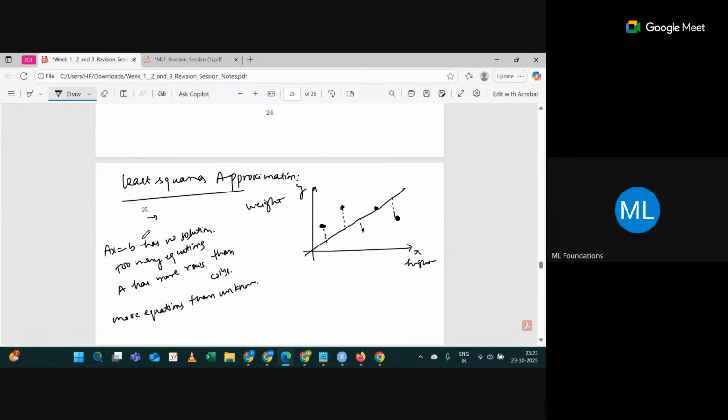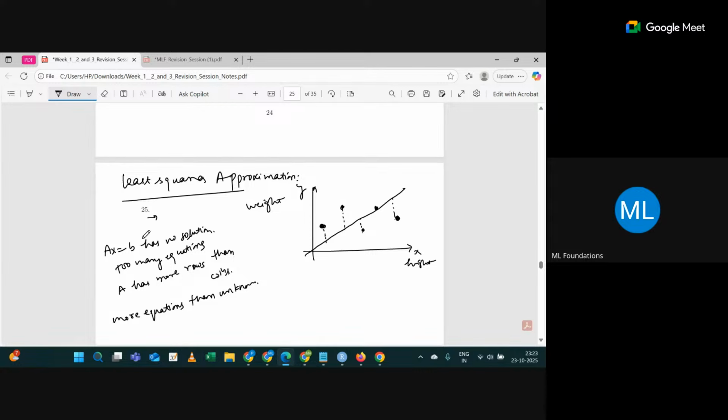See, if you have, let's say, first of all, lines that are parallel, right? In that case, you don't have a solution, right? You have no solutions, correct? Yes or no? Yes, sir. Okay.